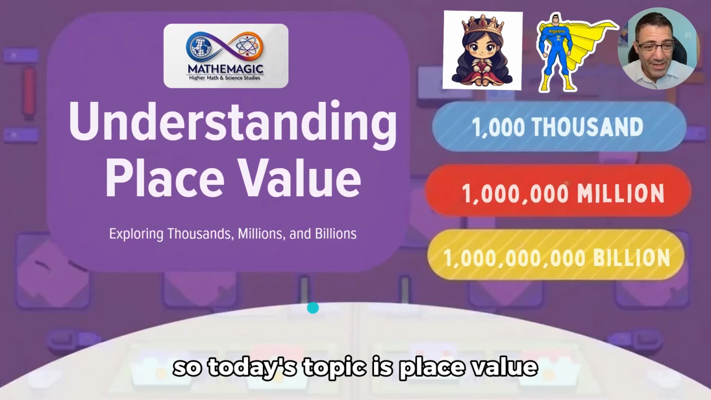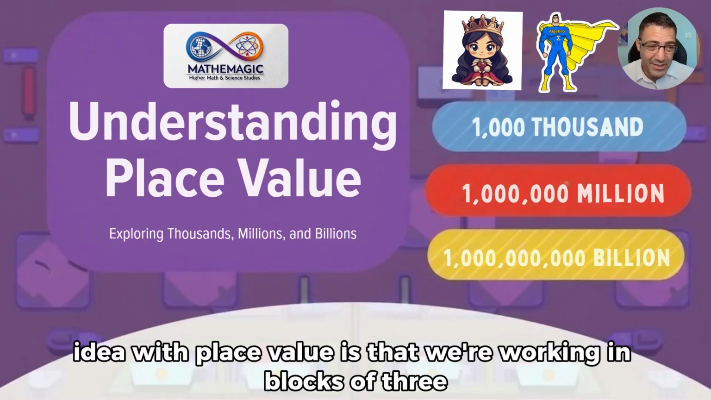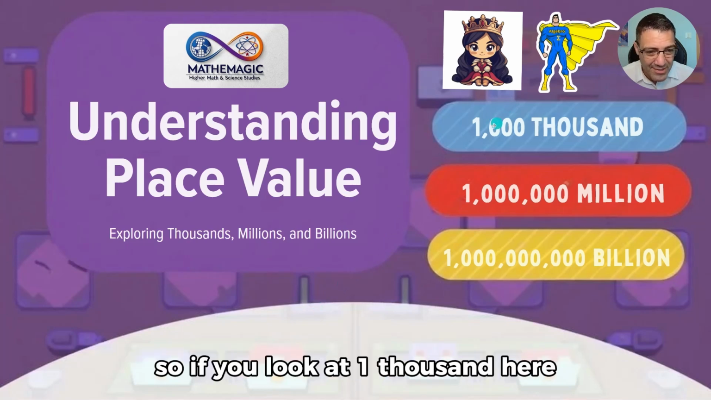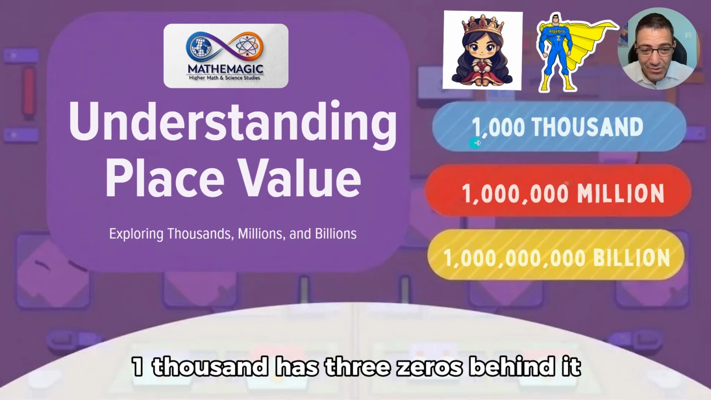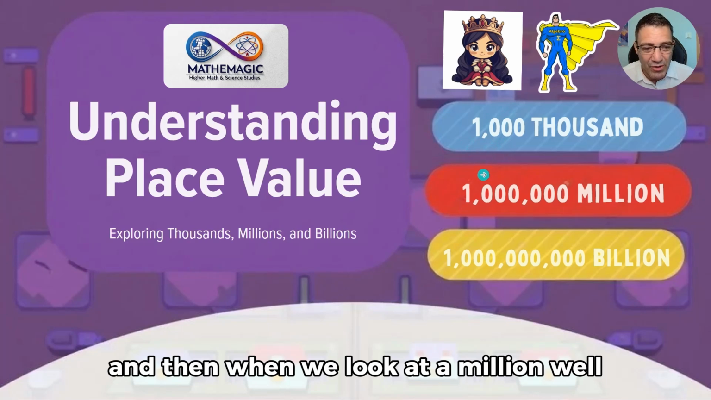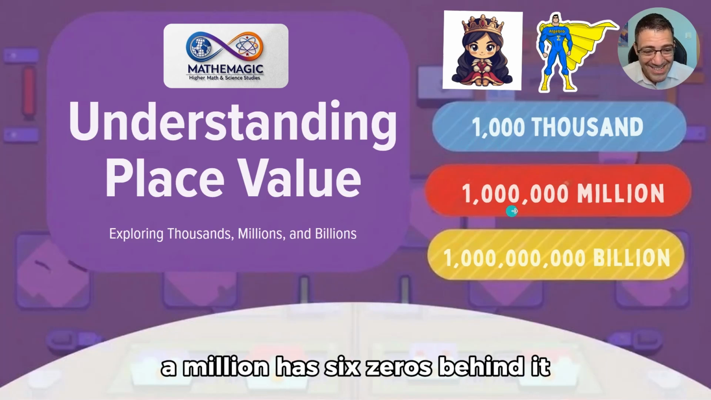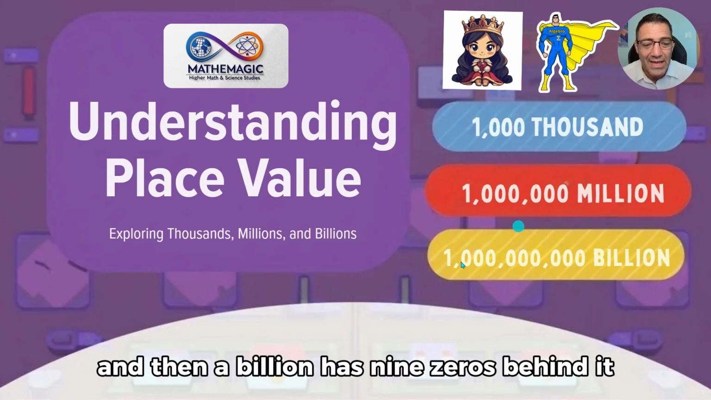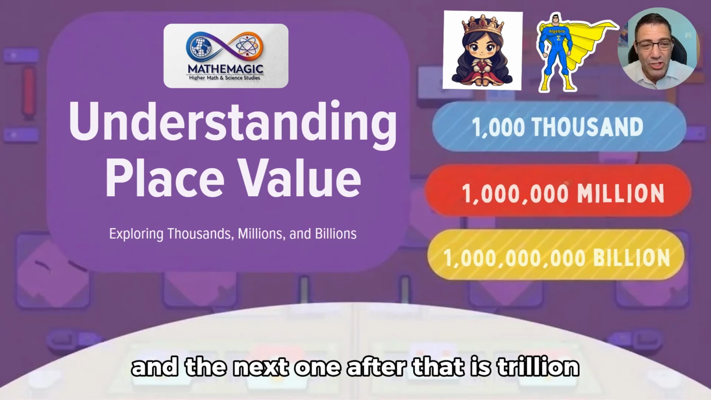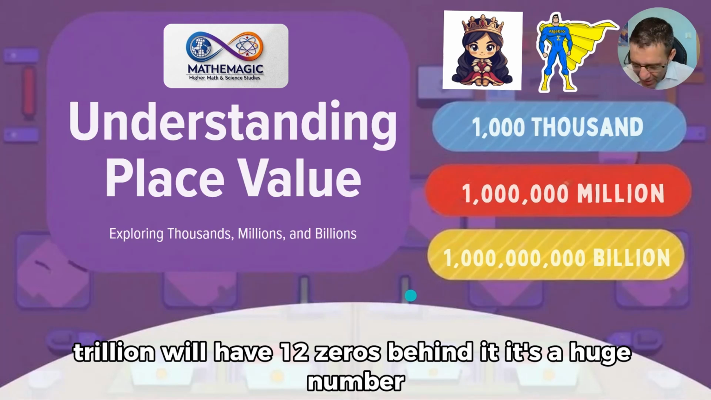So today's topic is place value. The big idea with place value is that we're working in blocks of three. If you look at 1,000 here, 1,000 has 3 zeros behind it. And then a million has 6 zeros behind it. And then a billion has 9 zeros behind it. And the next one after that is trillion. Trillion will have 12 zeros behind it.